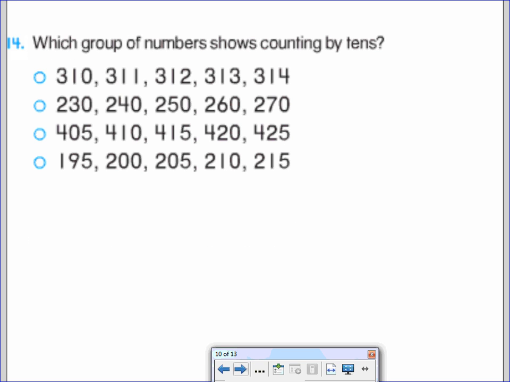Which group of numbers shows counting by tens? 310, 311, 312. What is this? Counting by, call it out? Ones. 230, 240, 250, 260, 270. All right, let's make sure. 405, 410, 415, 420, 425. 5 fives and 195, 200, 205, 210. That's fives.